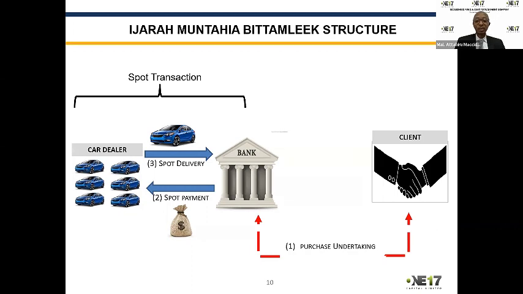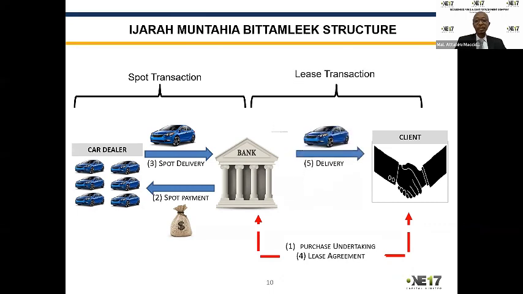So in this case, which is the Ijara Muntahiya Bitamlik structure, the bank must own that particular asset legally. At this stage, the bank owns the asset, and that is when they can come and execute the Ijara agreement with the customer, and then immediately deliver the car to the customer.